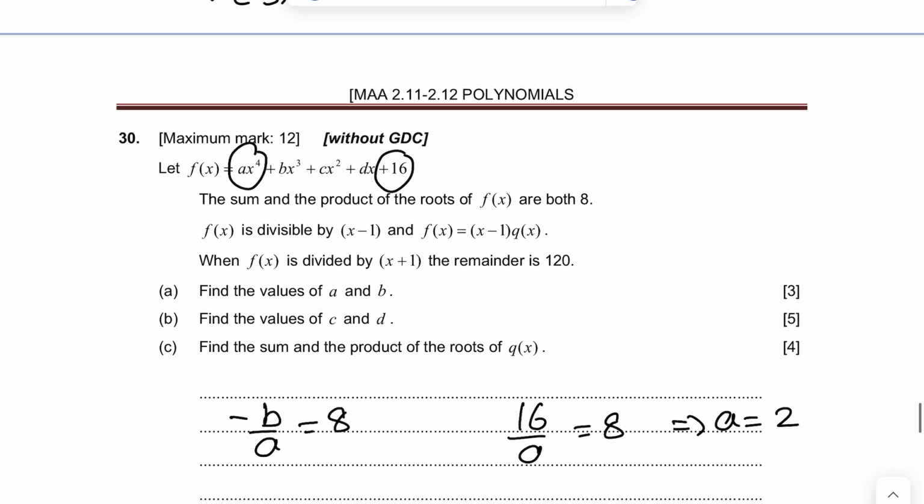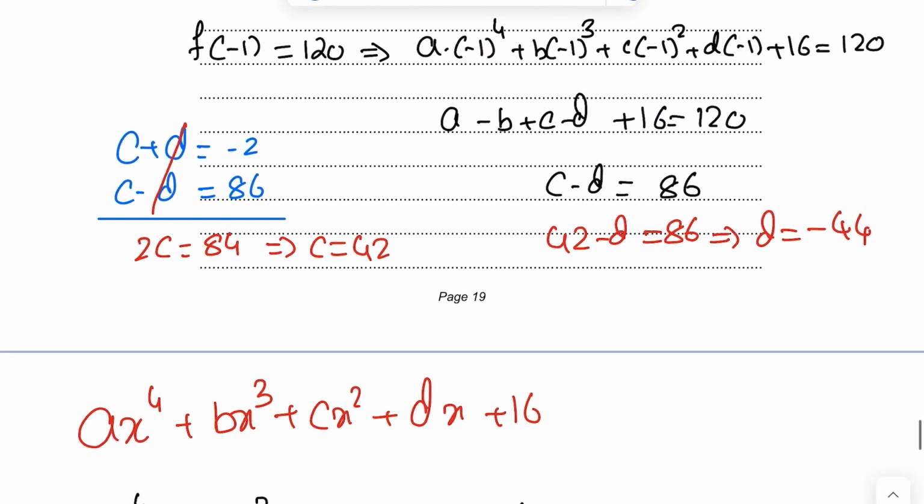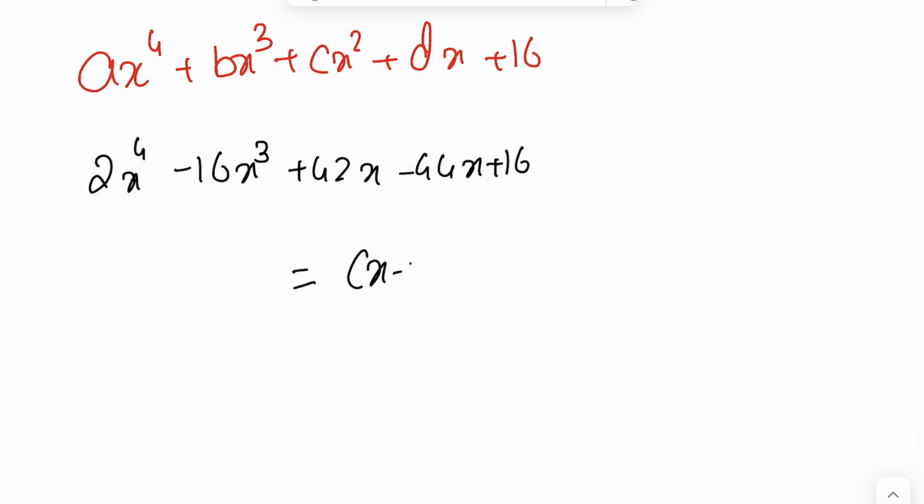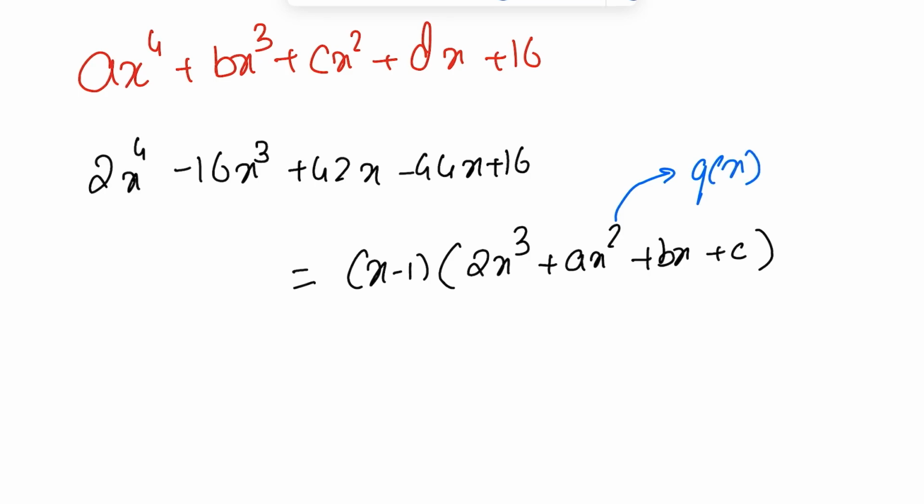This is nothing but what? It is divisible by x minus 1 times q of x. x minus 1 times basically 2x cube plus ax square plus bx plus c. Now this is q of x over here. So I will have to find out the values of a and b.